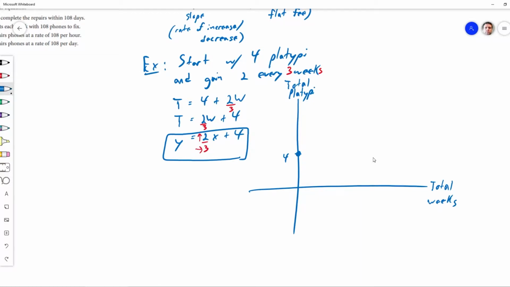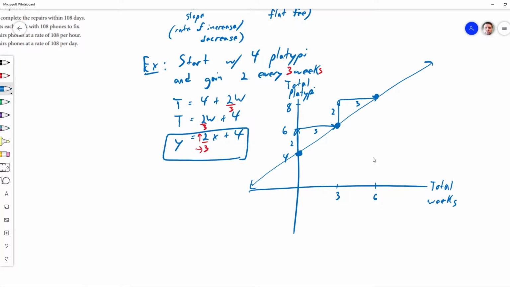So if you put that on the graph, you would have 6 platypi after 3 weeks. So up 2 over 3. Go up 2 over 3 again for another point. And you've got your line. You only need 2 points, but just to reiterate the way slope works, right? In case you need a little reminder from 8th grade. And up here we have 8. And that took 6 weeks.